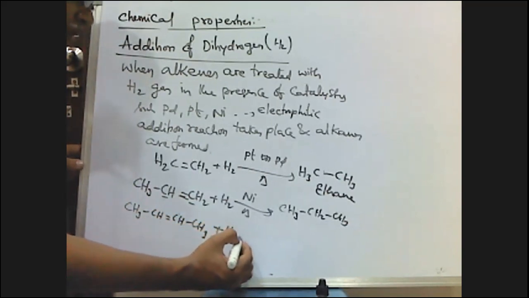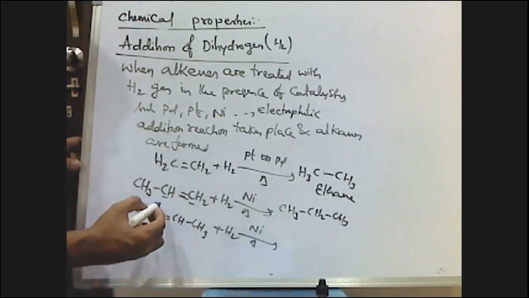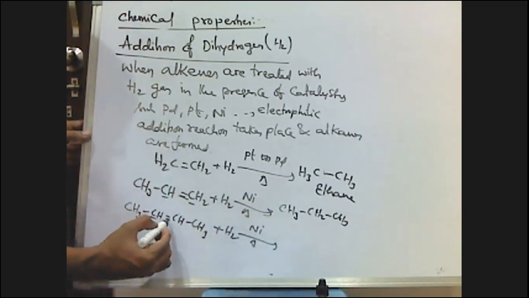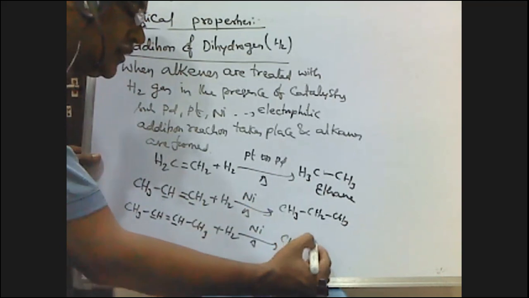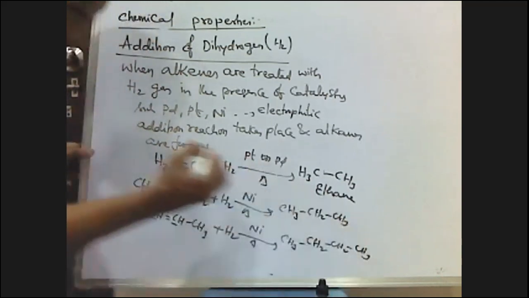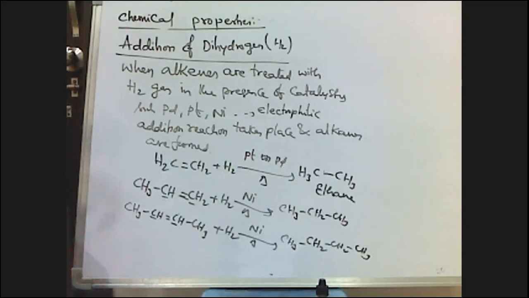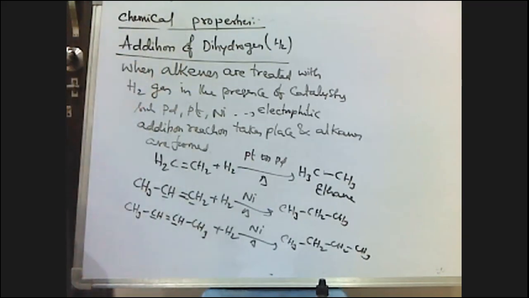Suppose you take 2-butene, with H2 in the presence of nickel or palladium or platinum. For the carbons which have the carbon-carbon double bond, remove the pi bond and add one hydrogen to each carbon. Right? So this is one of the reactions, addition of dihydrogen.